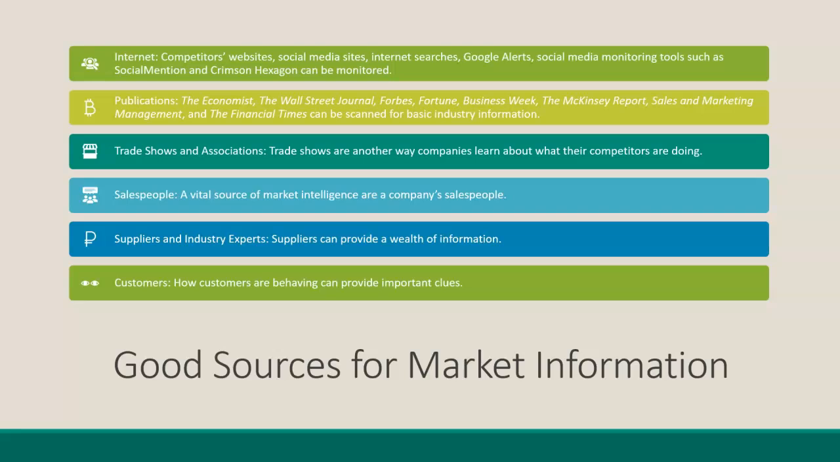Trade shows and associations. Trade shows are another way companies learn about what their competitors are doing. Trade shows usually happen in large arenas such as, let's say, the Honda Center in Orange County. Maybe they might hold a trade show for a certain industry, maybe for fitness groups or fitness equipment. So that whole arena will be set up so that you can go from one booth to another, seeing what other companies are using in their workout studios or gyms.